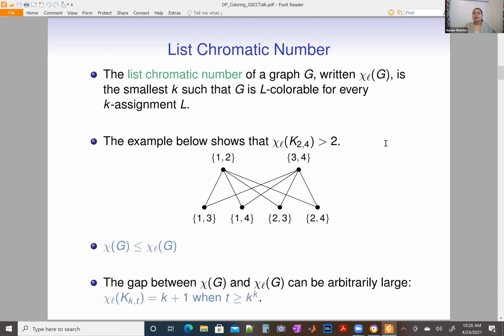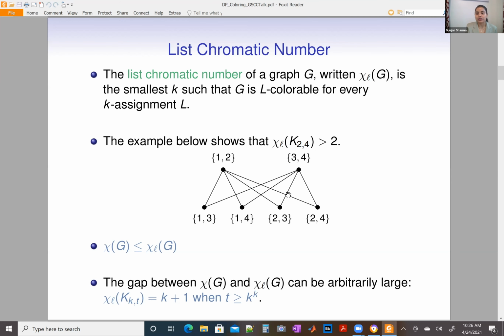Okay, so now what is the list chromatic number? We've already discussed the chromatic number, so its list coloring analog is the list chromatic number. It is the smallest k such that G is L-colorable for every k-assignment L. This is an example, a bad list assignment, that shows that the list chromatic number of K_{2,4} has to be at least 3.